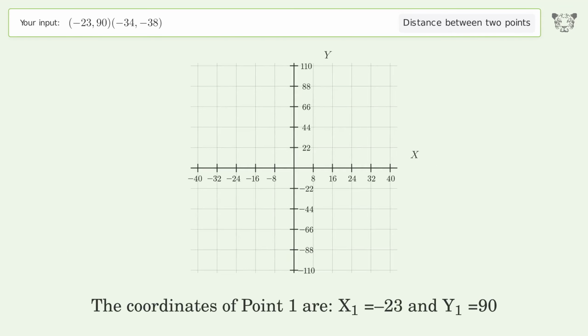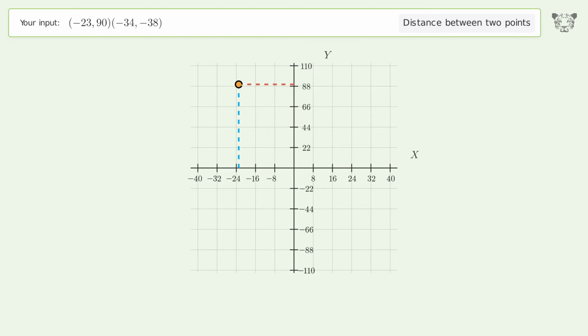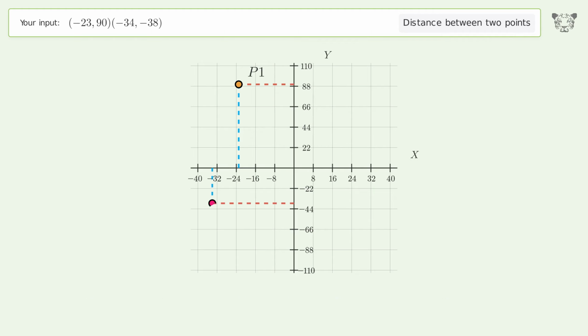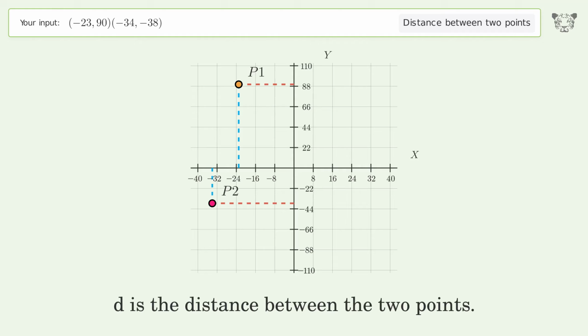The coordinates of point 1 are, x1 equals negative 23 and y1 equals 90. The coordinates of point 2 are, x2 equals negative 34 and y2 equals negative 38. D is the distance between the 2 points.